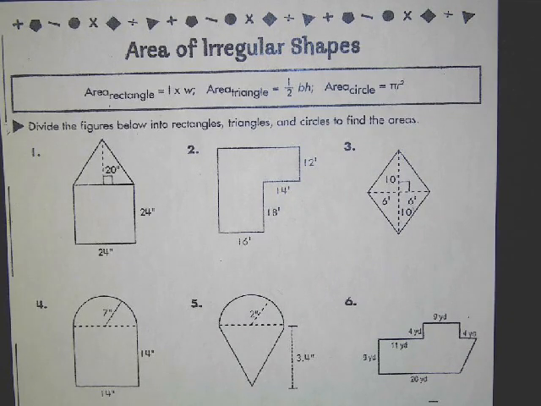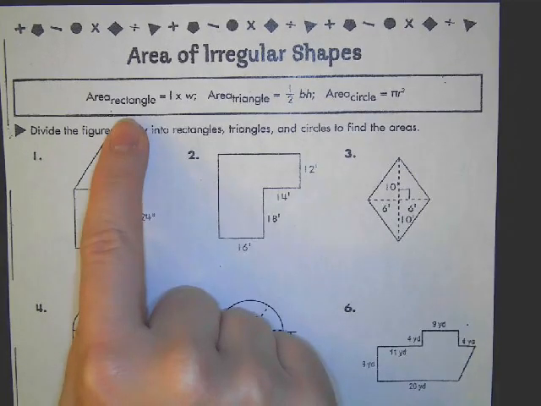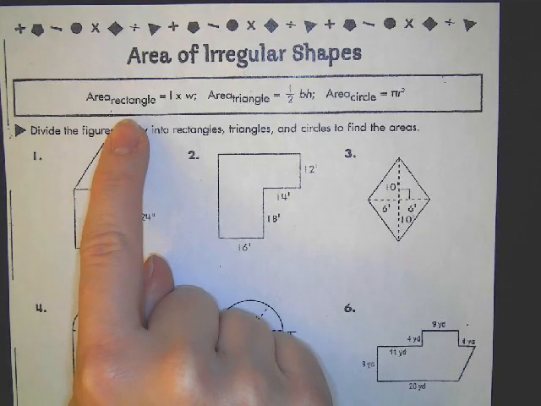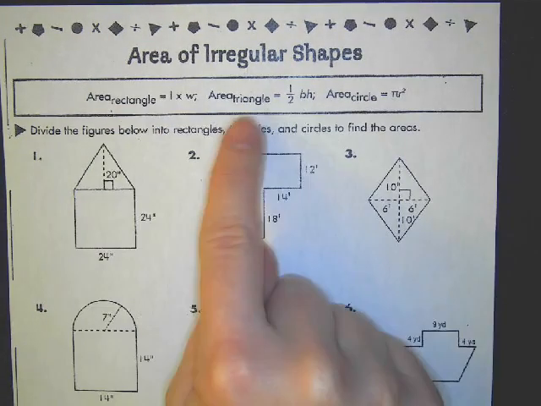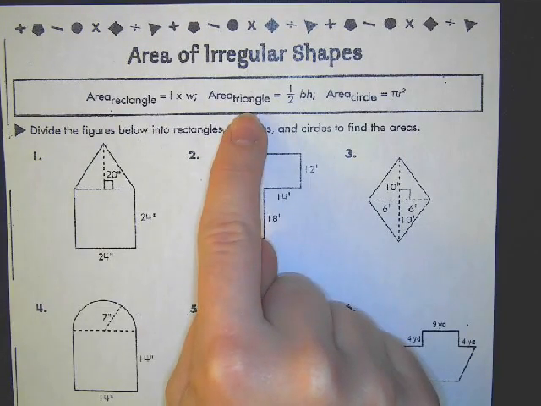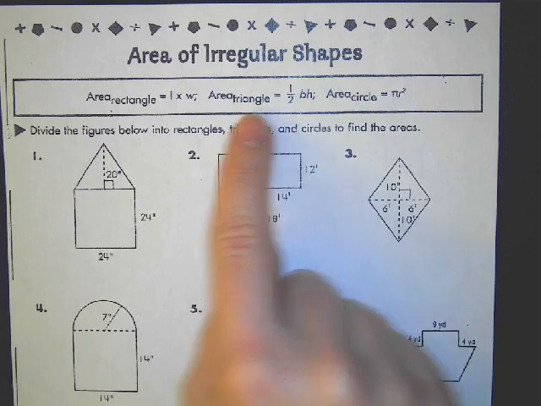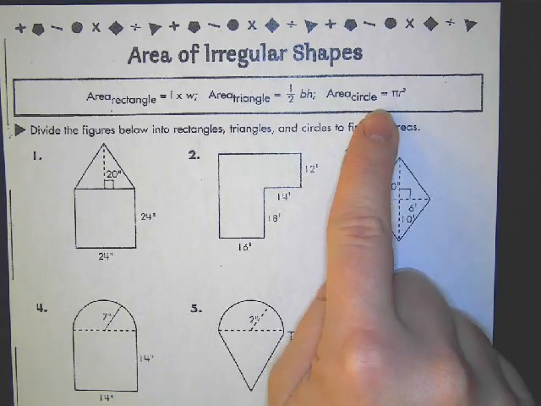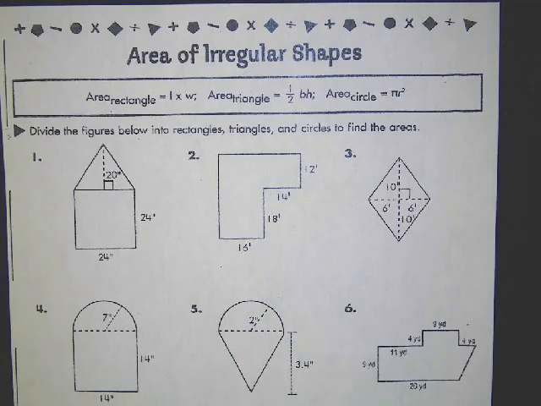Just a reminder in case you have forgotten: to find the area of a rectangle, we do length times width. The area of a triangle is half of the base times height. And the area of a circle is pi r squared. We're going to use this information to solve the shapes in front of us. A helpful tip is to divide the figures into rectangles, triangles, and circles to find the area.